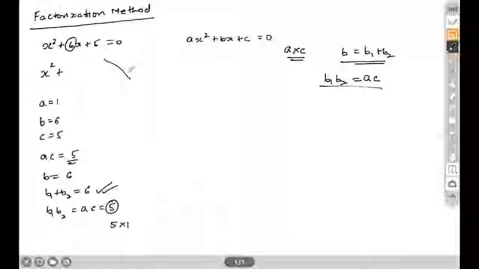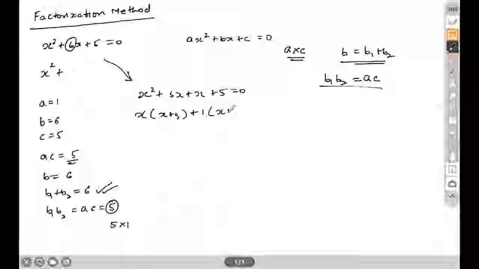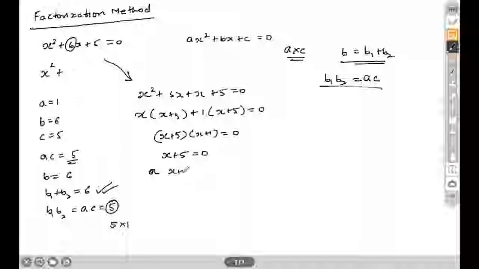So hence, from here, we can say it can be written as x square plus 5x plus x plus 5 equals 0. So hence x times x plus 5, take x common, plus 1 times x plus 5 equals 0. So hence it is x plus 5 times x plus 1 equals 0. Now there are two factors whose product is 0. So it is possible only when x plus 5 equals 0 or x plus 1 equals 0.